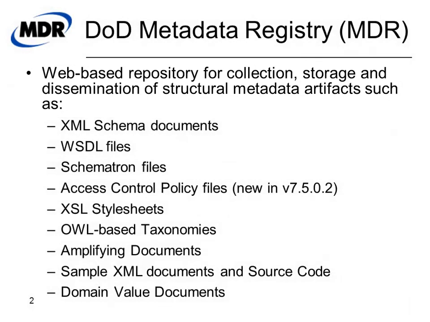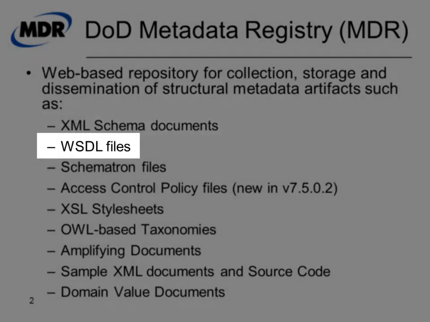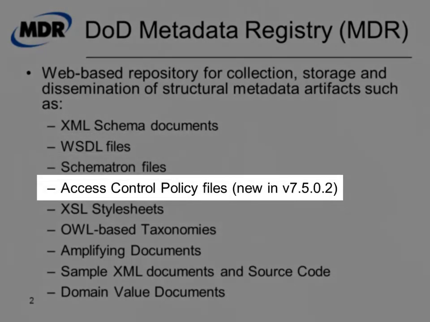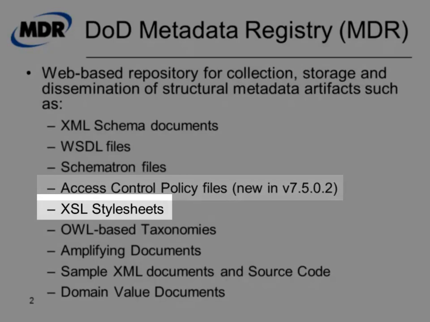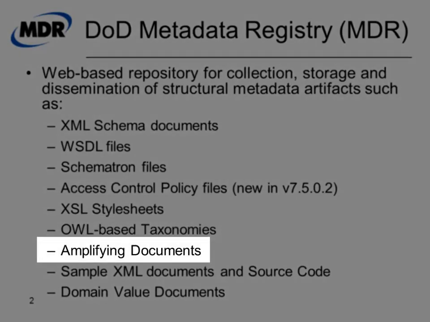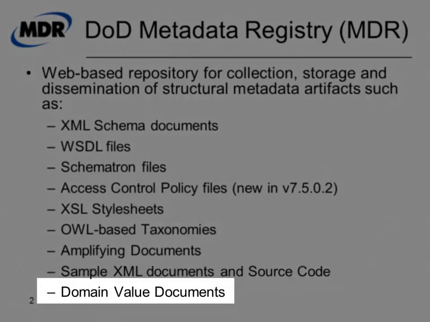The MDR contains information resources such as XML schema documents, WSDL files, schematron files, access control policy files, which are new to version 7.5.0.2, XSL style sheets, OWL-based taxonomies, amplifying documents, sample XML documents and source code, and domain value documents.